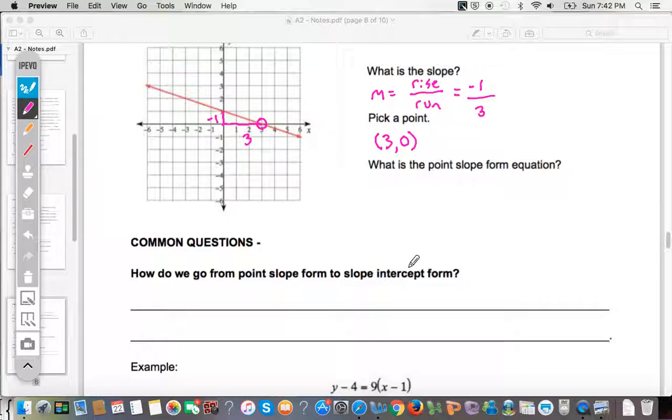So what is the point slope form equation for this line? I'm just going to plug everything in. So I know y is going to stay as y, minus my y coordinate, which is 0, equals m, which is -1/3, parenthesis, x, which I know stays in my equation, minus, and I have a +3 here, so I'll put 3 there. So that's my point slope form equation right there.